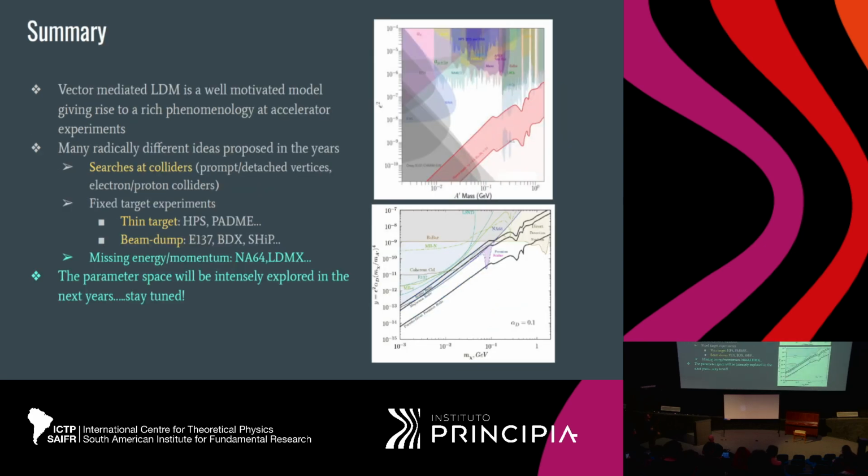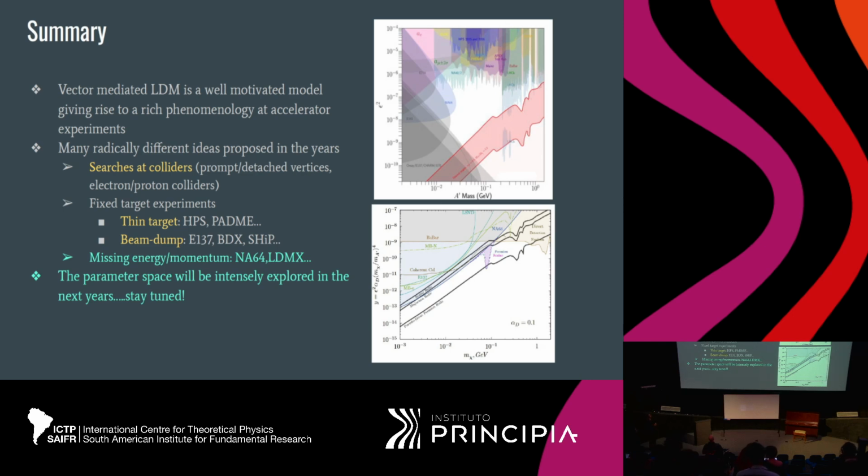So since this is my last talk, I just want to wrap up things a bit and to summarize what we have discussed in these four lectures. I hope I convinced you that vector-mediated light dark matter is an interesting model to explore, since it gives rise to a very rich phenomenology, which foresees particles which are very long-lived, very short-lived, that can decay to particles of the Standard Model, that can decay invisibly, and this has led to many different experimental approaches to explore these scenarios.